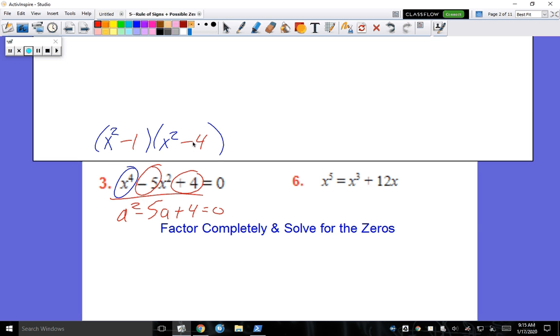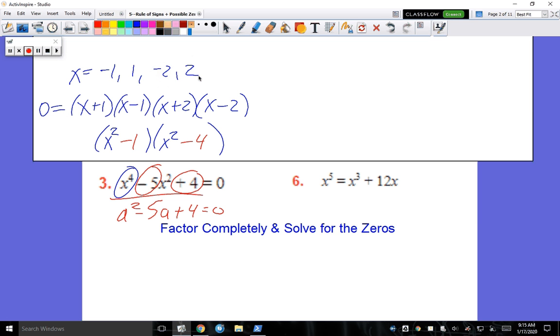Okay? Is this fully factored? No. Because difference of squares says I can break the first one into an x plus 1, x minus 1, and I can break the second pair into an x plus 2, x minus 2. So that the full answers for zeros, x-intercepts, will be in order: negative 1, positive 1, negative 2, positive 2. Yeah?